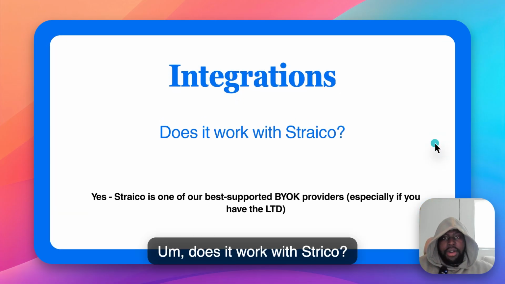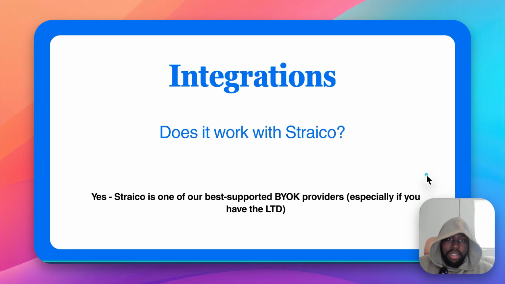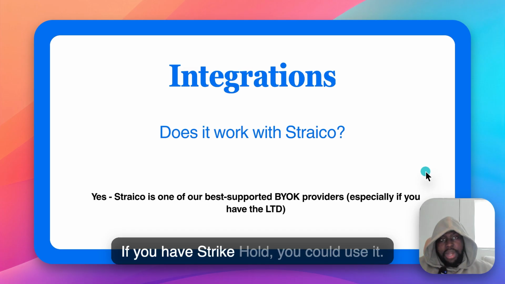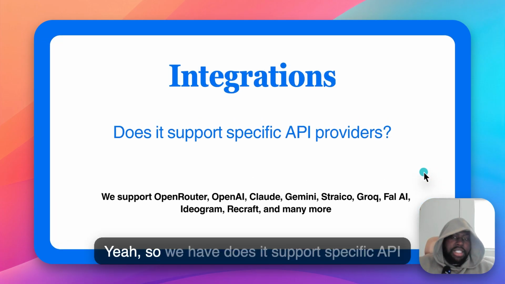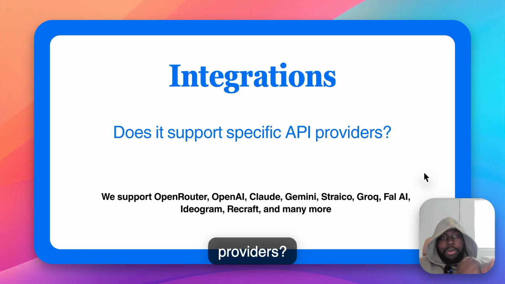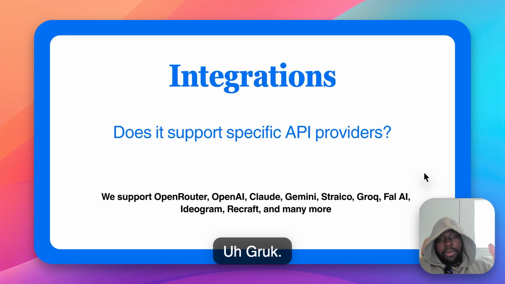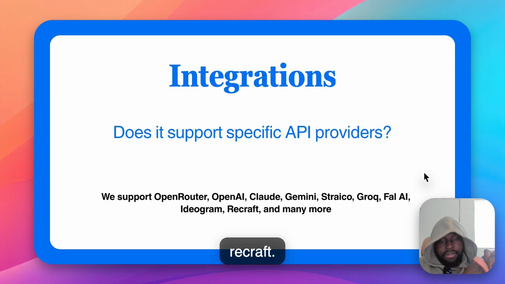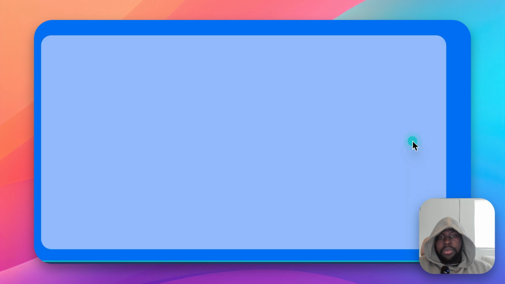Does it work with Straico? Yes, it works with Straico. Straico is one of our biggest partners, an amazing group of people. So yeah, Straico is one of our best supported. So if you have Straico, you could use it. Does it support specific API providers? We have OpenRouter, OpenAI, Claude, Gemini, Straico. We have File AI, we have Ideogram, we have Recraft. We have a lot more, but these are the ones I can already bring up to you.